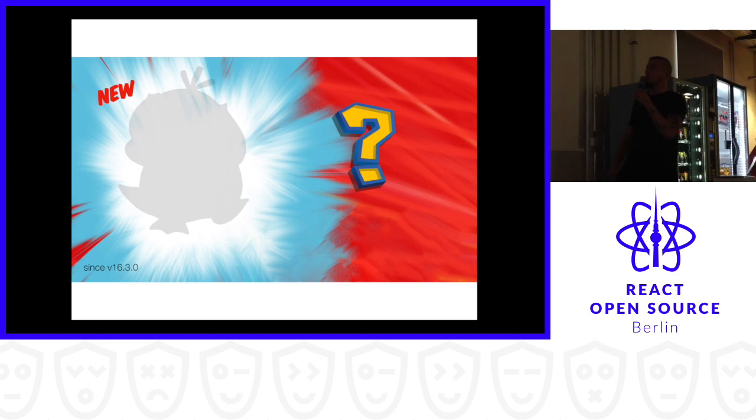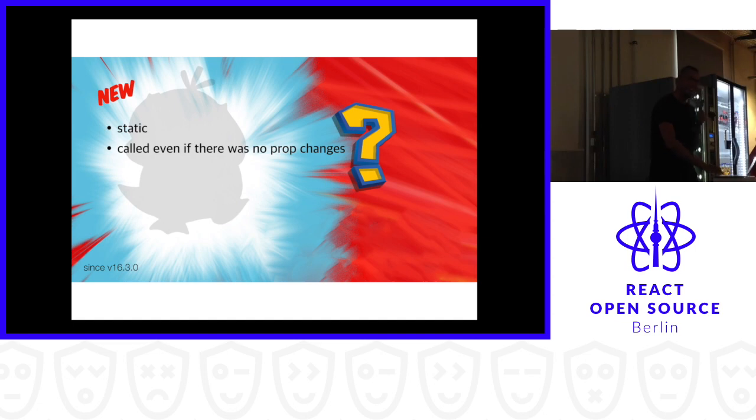So next one is, right? Yeah, okay. It's since version 16.3, so it should be easier to find what that is. It's static. I can't pronounce it. Sorry. Get derived state from props. Yeah, okay, this is it.